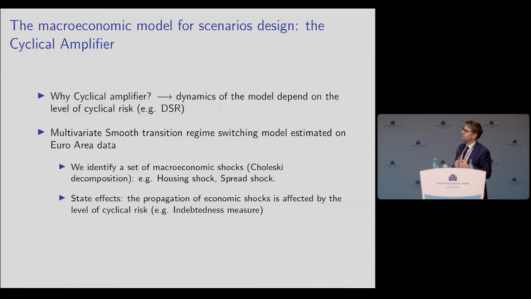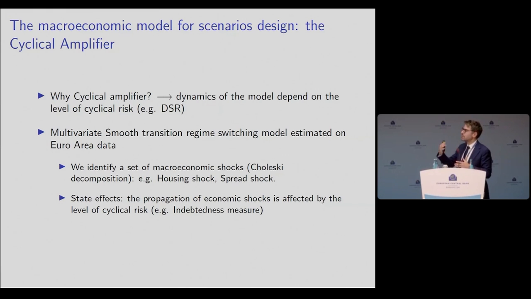Why do we call this macroeconomic model the cyclical amplifier? We call it like this because the financial cycle amplifies the propagation of shocks, not of all the shocks, but overall it has a role of amplification of the shocks. In this paper, we focus on the debt service ratio as the main state variable, the variable that provides information on the evolution of the level of risks. But we are also internally developing other specifications where, for example, we use the systemic risk indicator, an indicator that we use internally to assess the evolution of cyclical risks.